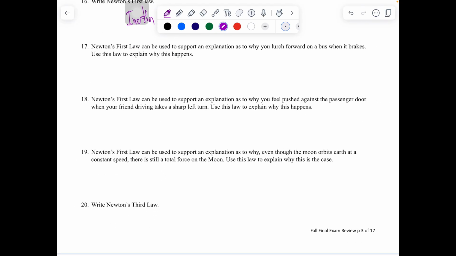18. You feel pushed against the passenger door when you take a sharp left turn. The car moves sharply to the left, but you were moving at a constant speed in a straight line. You're still going forward. The car moves to the left. You're still going straight. You end up hitting the door because you were going straight and the car moved. When you hit the door, that provides the force to change your direction.